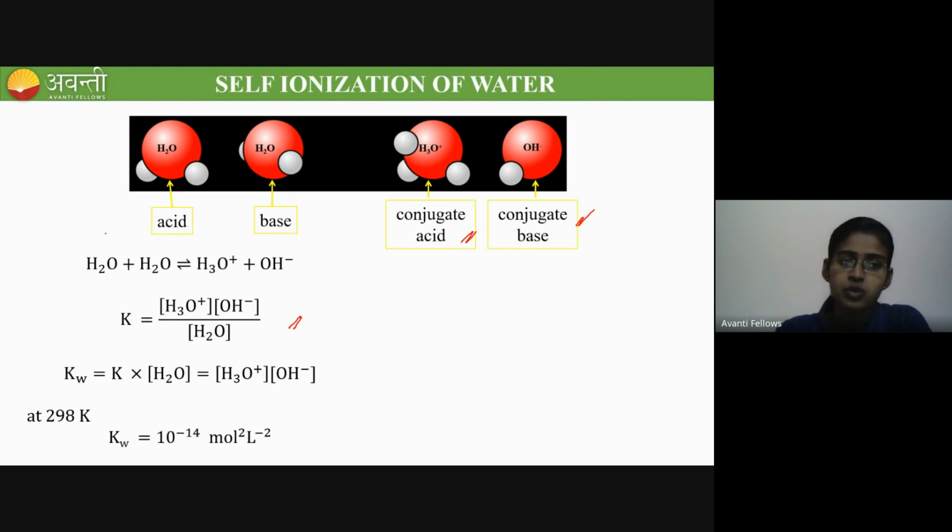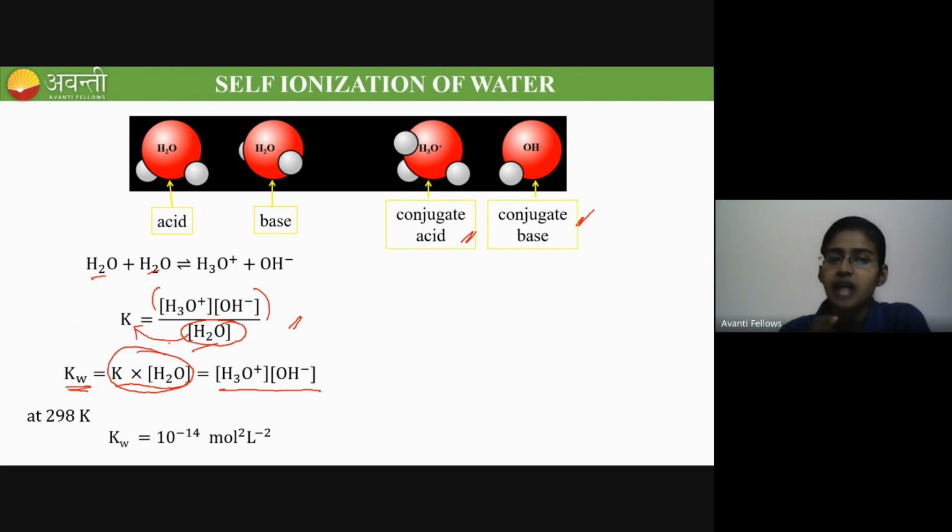Okay, since both are water here, the reactant is water, so that's why it has gone to the denominator. Now, if I take this H2O to the other side, I will have K into the concentration of H2O. This K into the concentration of H2O together is called KW, and that is equal to the H3O plus concentration times the OH minus concentration.